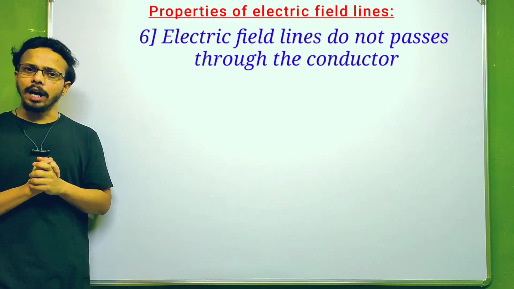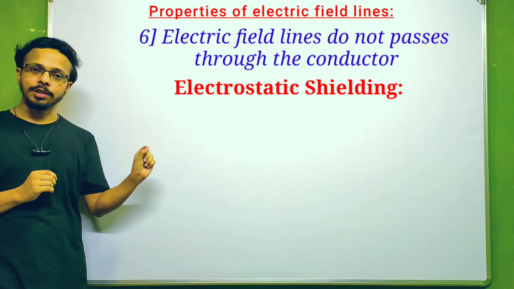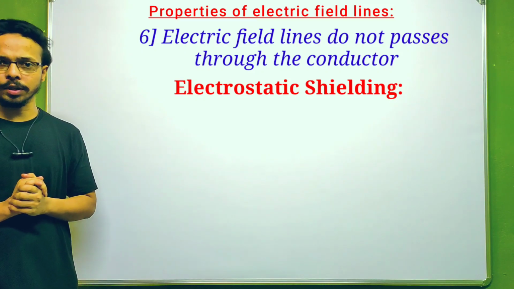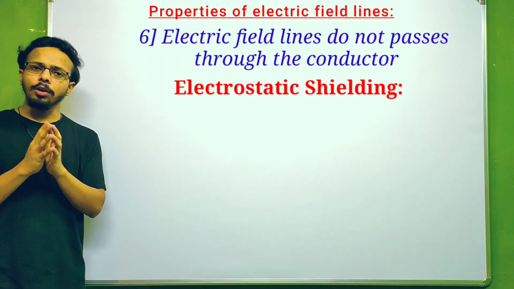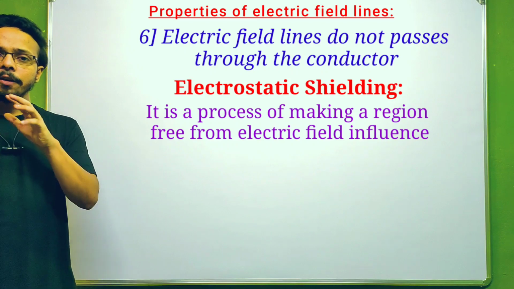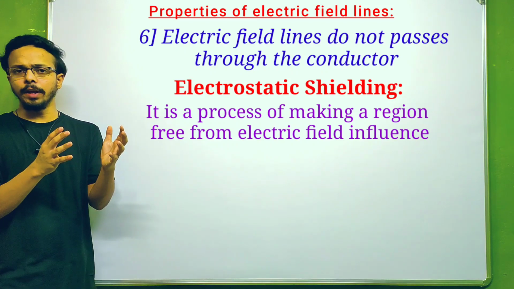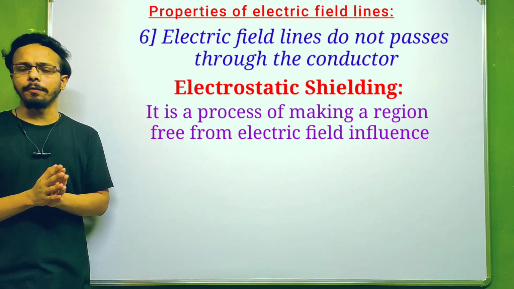And this idea we can use for electrostatic shielding. This is one kind of process. Okay, so what is electrostatic shielding? Electrostatic shielding is a process of making a region free from the influence of the electric field. It is a process of making a region free from the electric field.